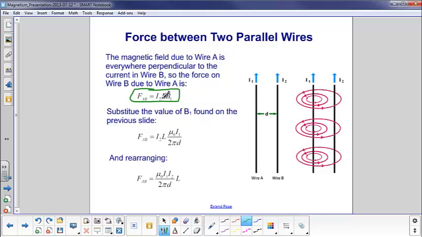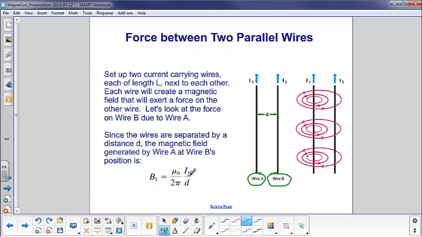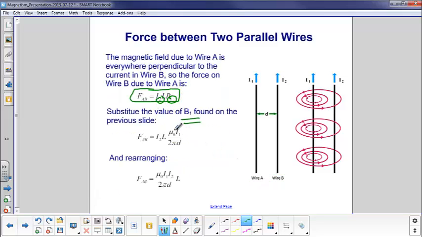So note how we have I2, because we want to find the force on wire 2, but it's in the magnetic field created by current 1, so it's B1. Now, we found B1 from the previous slide. So let's go back there for a second. B1 is mu0 I1 over 2 pi d. We come back to our page and we plug that in for B1. So this term here came from the previous page. So I have I2, I have I1, I have L, I have the distance.